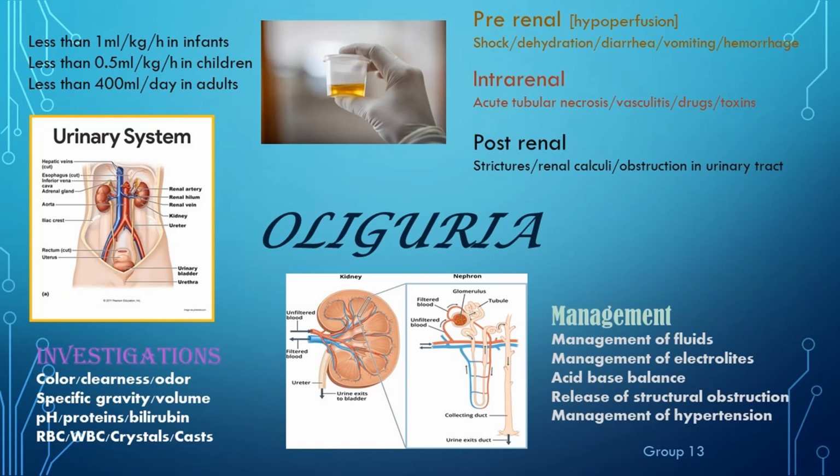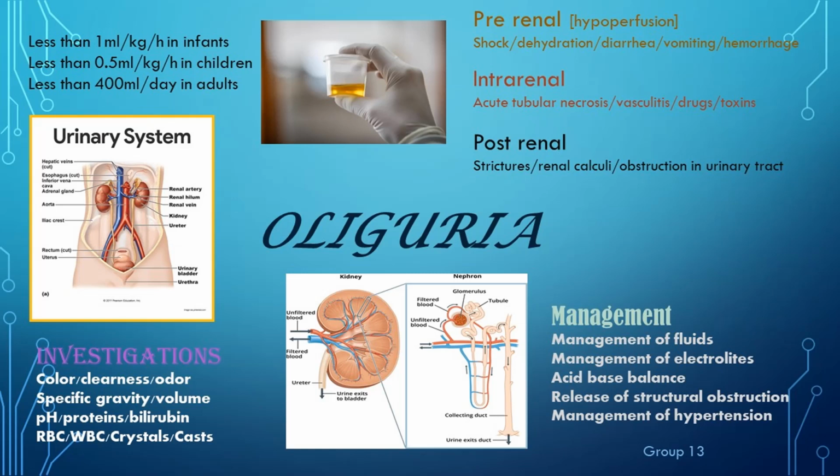Then the last one, post-renal failure, is due to mechanical or functional obstruction of the flow of urine. This can be due to strictures, retroperitoneal fibrosis, renal calculi, blood clots, or bladder outlet obstructions like benign prostatic hyperplasia and catheter blockage.